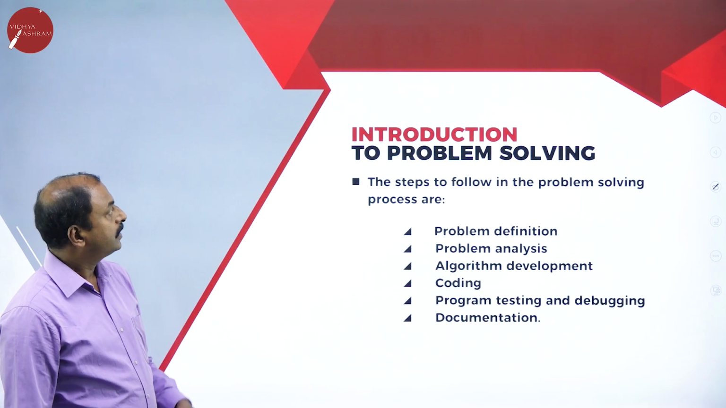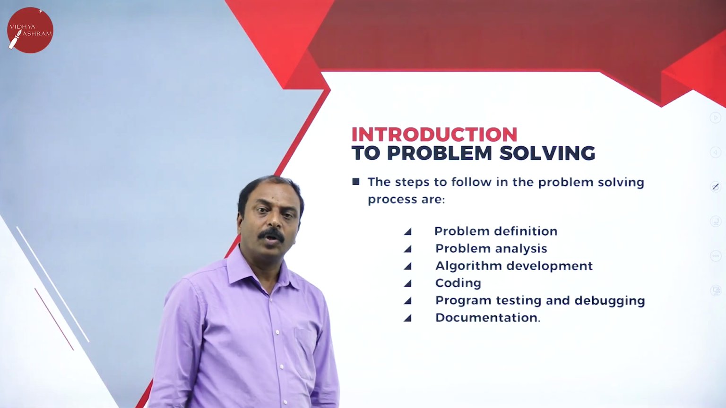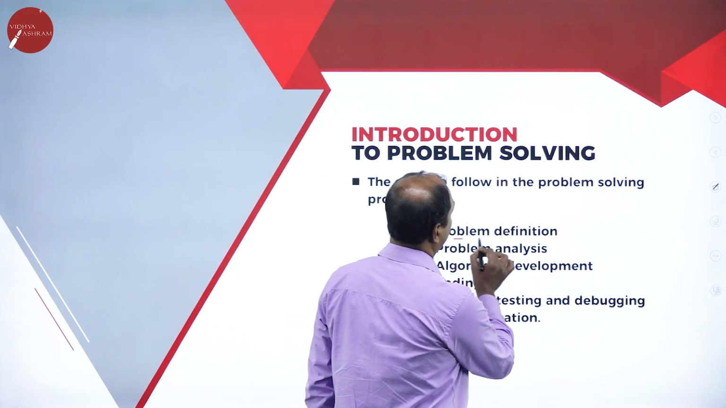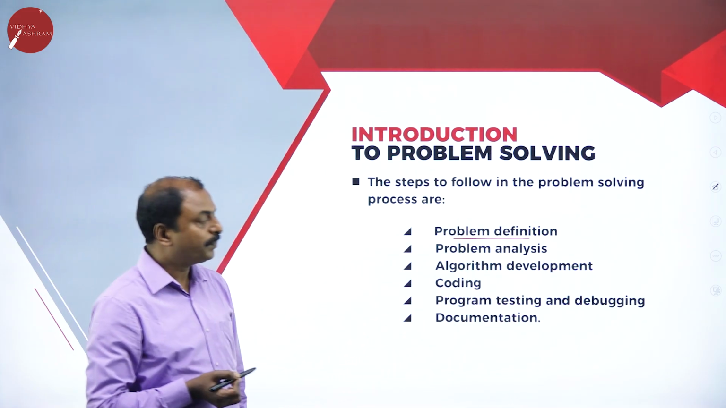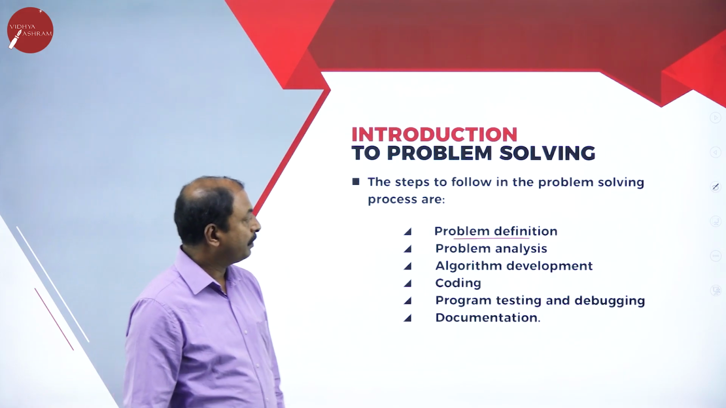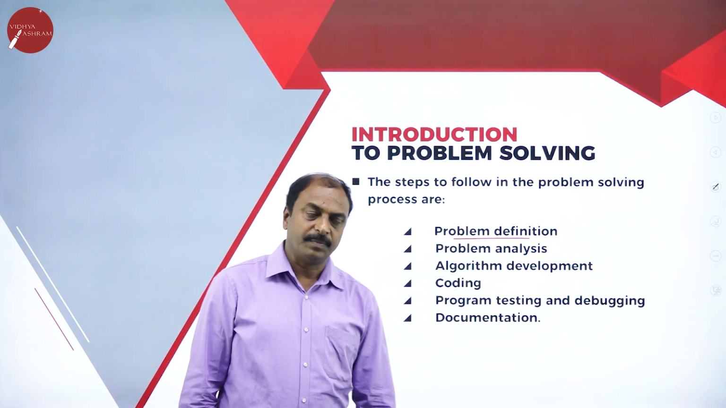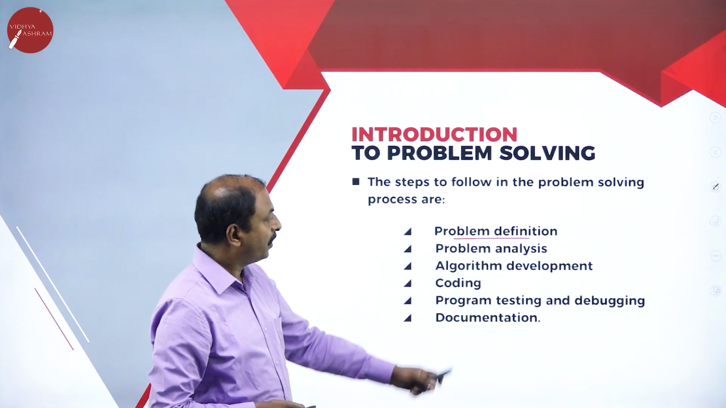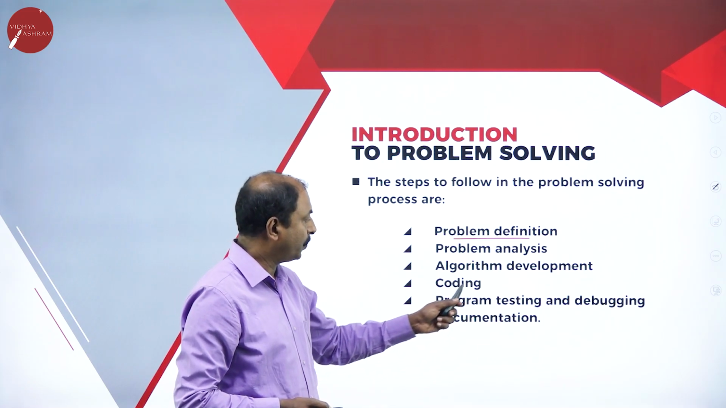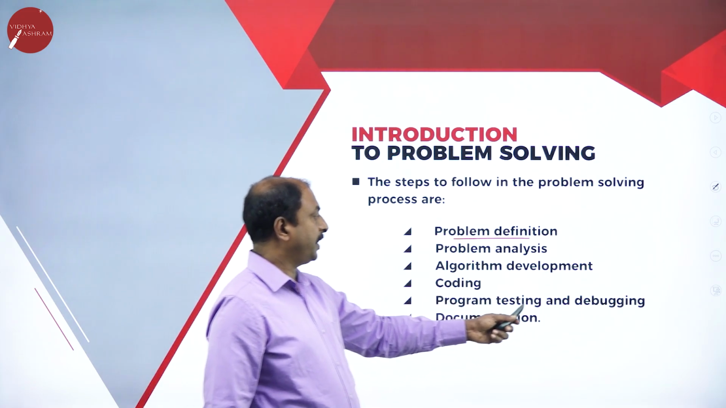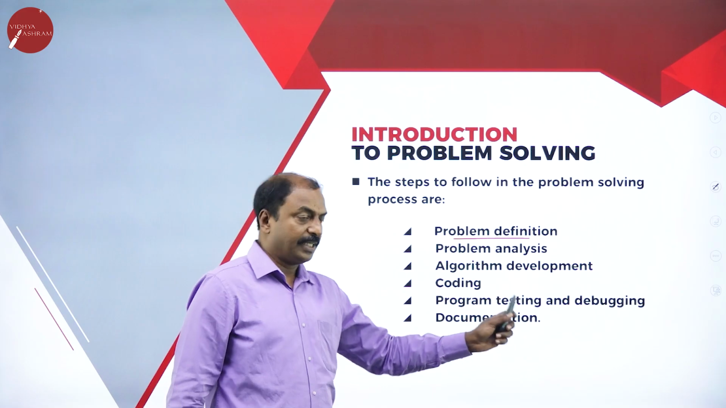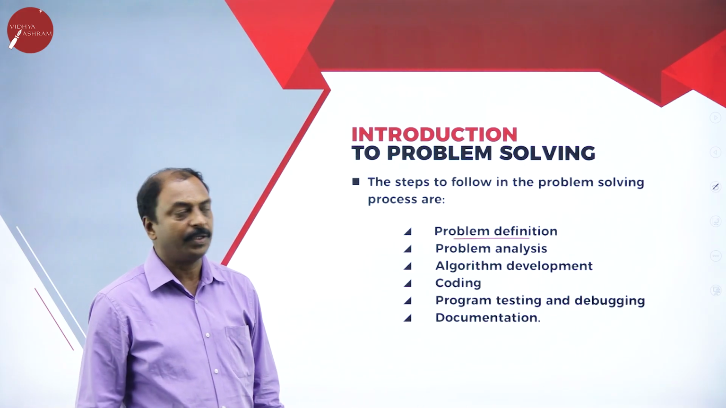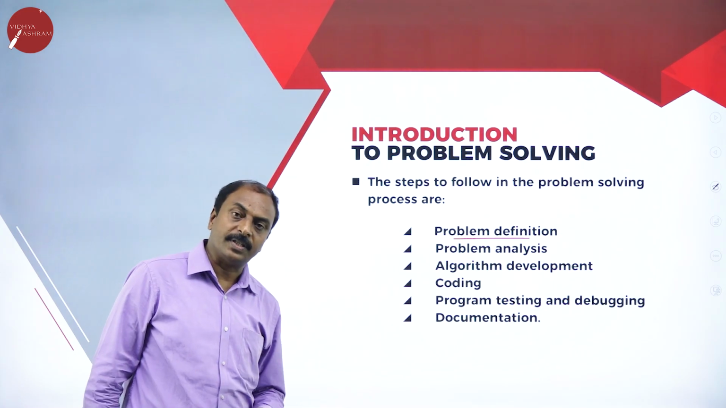Now let us see the steps involved in problem solving over a computer. The first one is problem definition. This is step number 1. What is the meaning of problem definition? The problem definition is nothing but to define the problem. The next one is problem analysis. Next, algorithm development, then coding, then program testing and debugging, and documentation. These are the steps to be followed to solve a problem over a computer. Now let us see the definition of all these things one by one.